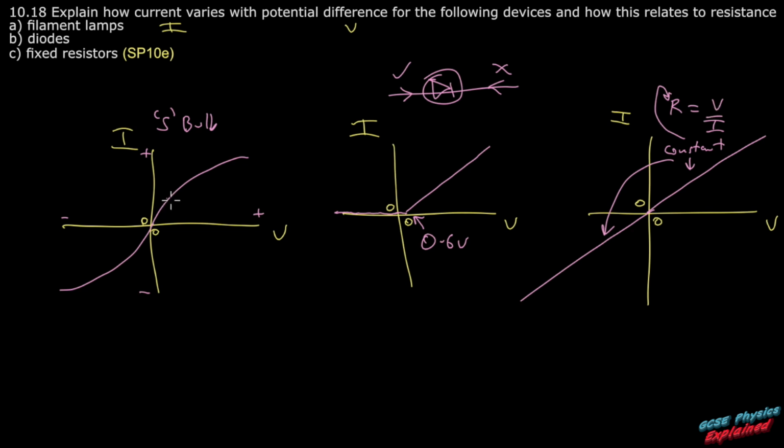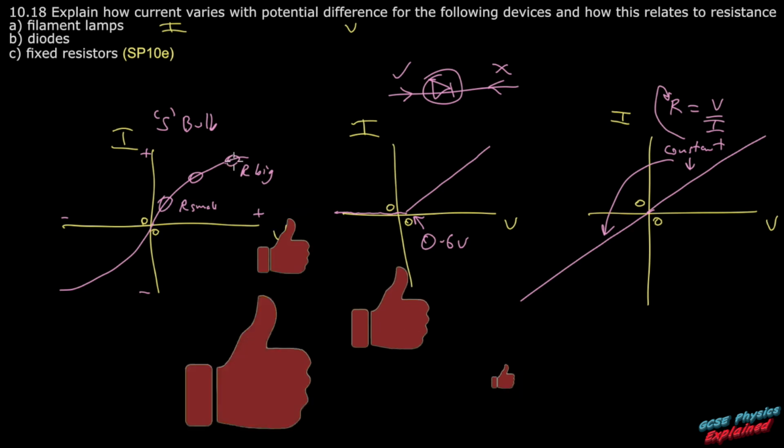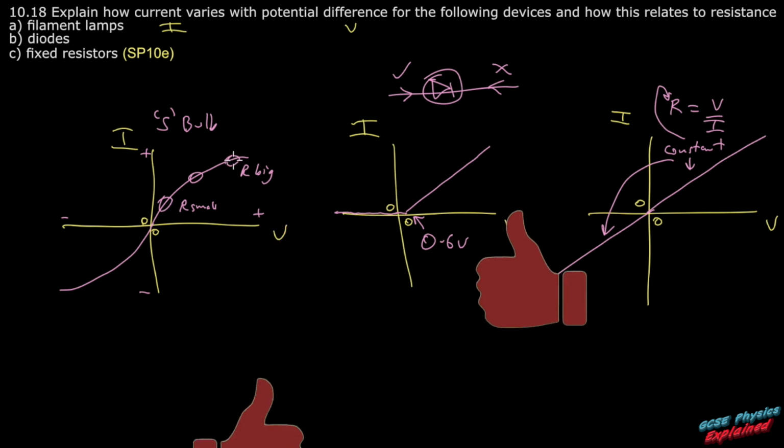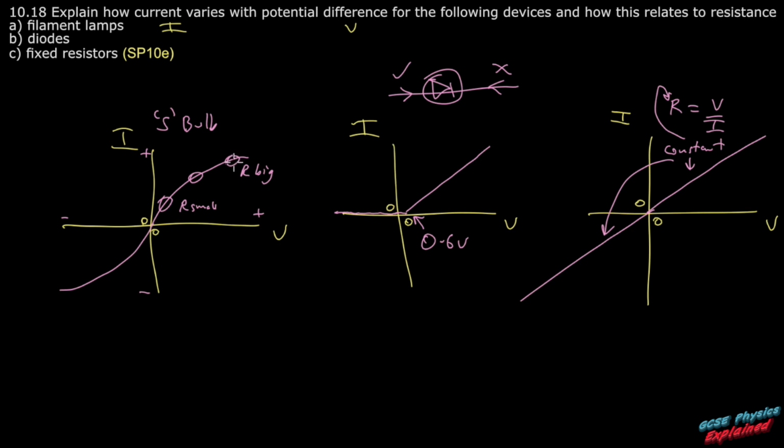For something like the bulb, the slope starts off steep and then gets flatter and flatter. So that means that the resistance starts off small and gets bigger and bigger. Now just think that a bulb gets hot. The more current you put in, the bulb gets hot, so there's more collisions between the electrons trying to go down through the bulb and the lattice of atoms or ions that make up the metal filament in the bulb. So you end up getting increased collisions, which is basically resistance.